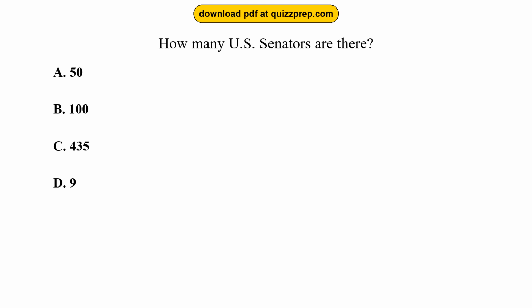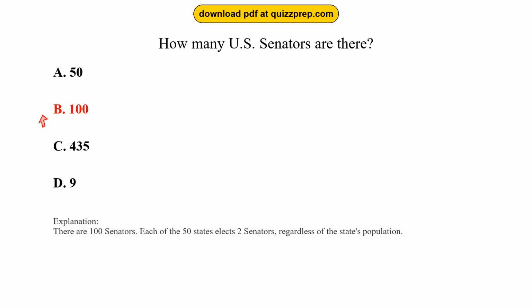Question 8. How many U.S. senators are there? Option A 50. Option B 100. Option C 435. Option D 9. The correct answer is option B, 100. There are 100 senators. Each of the 50 states elects 2 senators, regardless of the state's population.